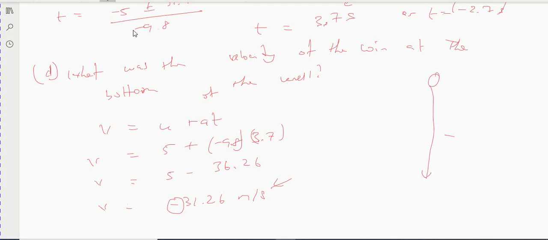So that's about it for working out vertical motion situations. All right, as you can see, we did not involve anything to do with the horizontal motion as yet. Okay, so that's about it right now.